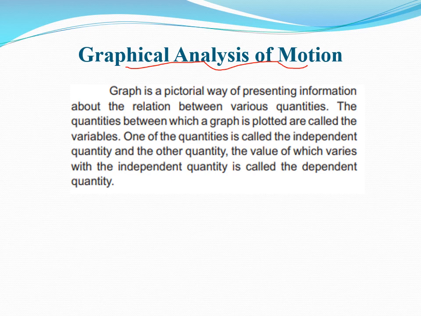Graph is a pictorial way of presenting information about the relation between various quantities. The quantities between which a graph is plotted are called variables. One of the quantities is called the independent quantity, and the other quantity, the value of which varies with the independent quantity, is called the dependent quantity.